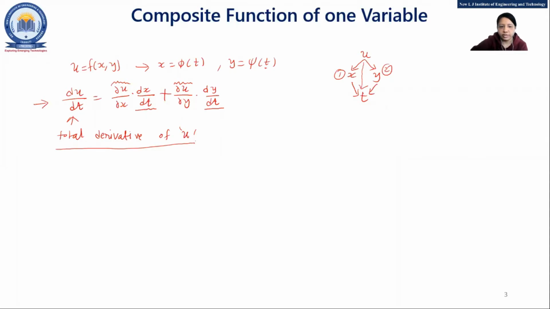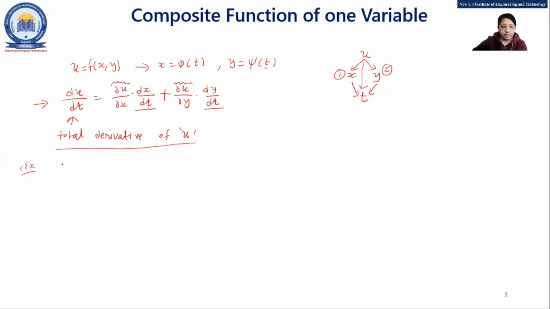Okay, fine. So an example for this is, suppose I'm writing here only, right? Example.